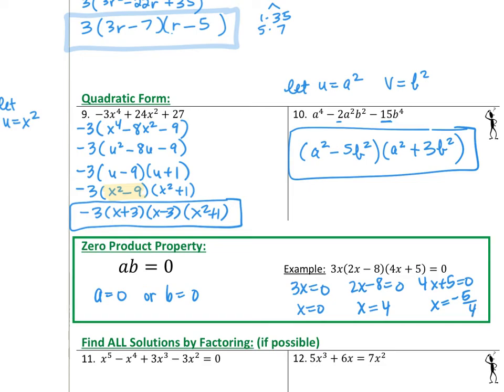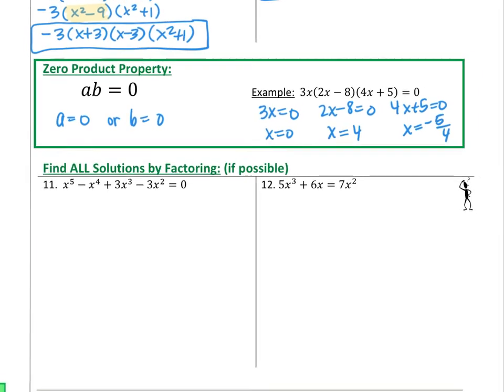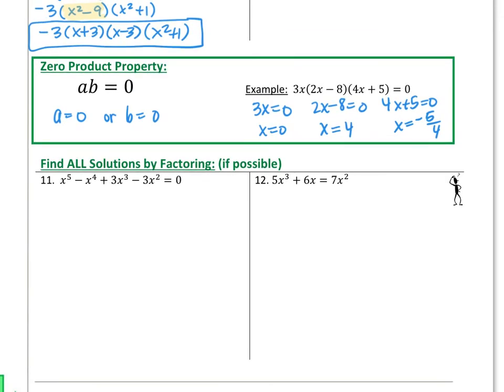So using the zero product property is the reason we learned to factor, and that's what we're going to do in this next example. So find all the solutions.